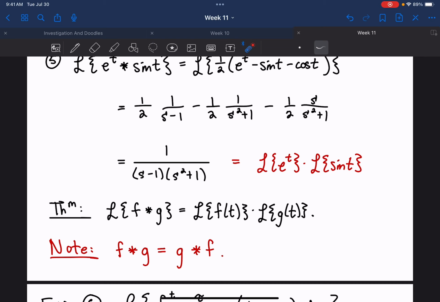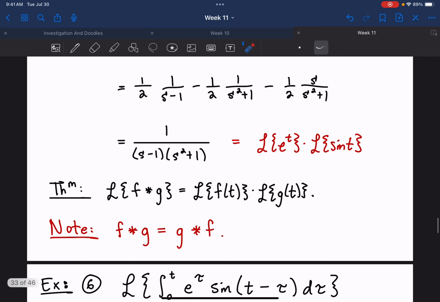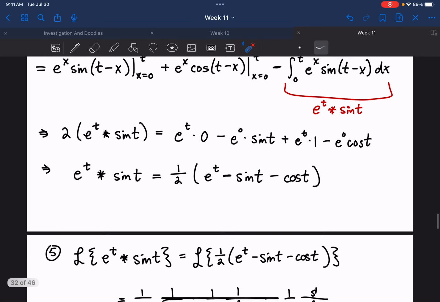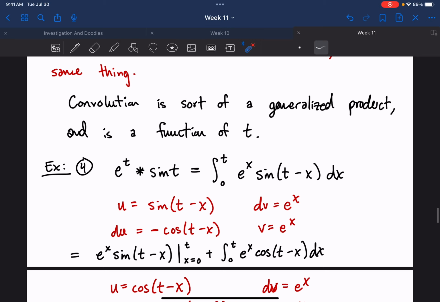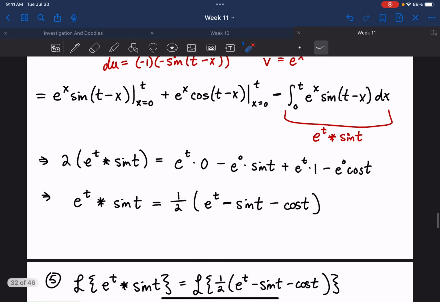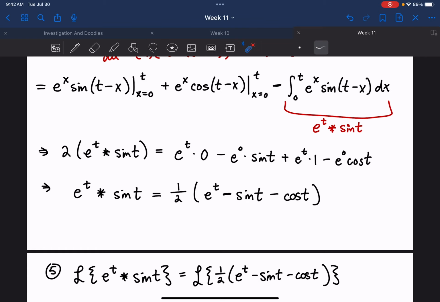That's a mouthful to say. And it's also true that f convolution g is the same as g convolution f. This is not obvious, right? Even like in this case, I can't imagine that swapping the role of these two would lead to the same conclusion, but it does. You can check. If you do sine t times e to the t minus x, you'll see that you get the same exact convolution product, which is kind of wild.